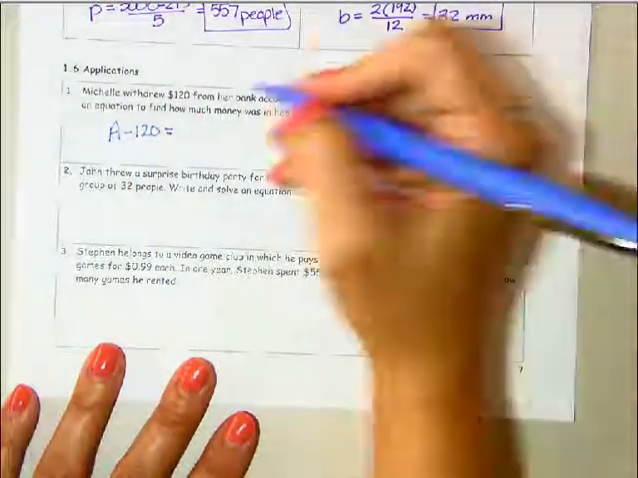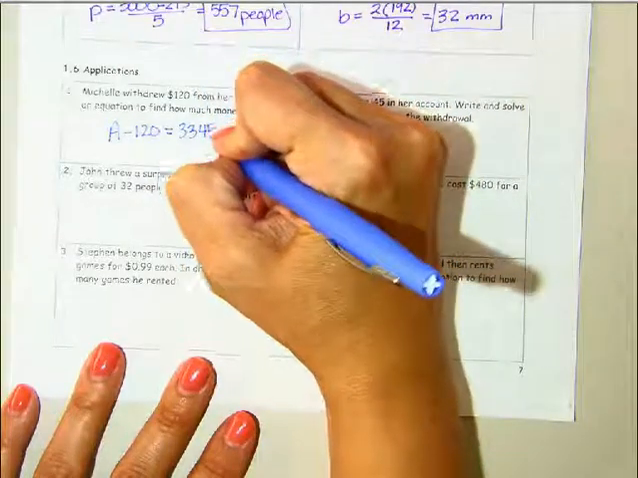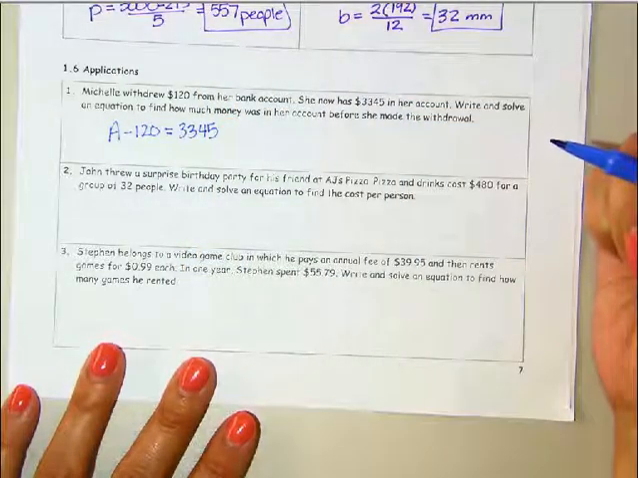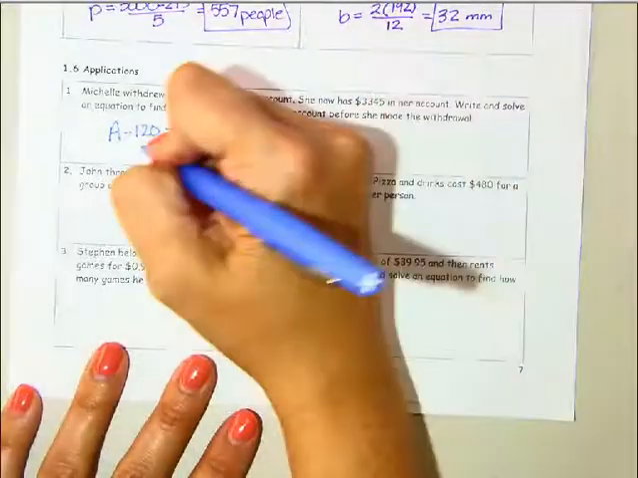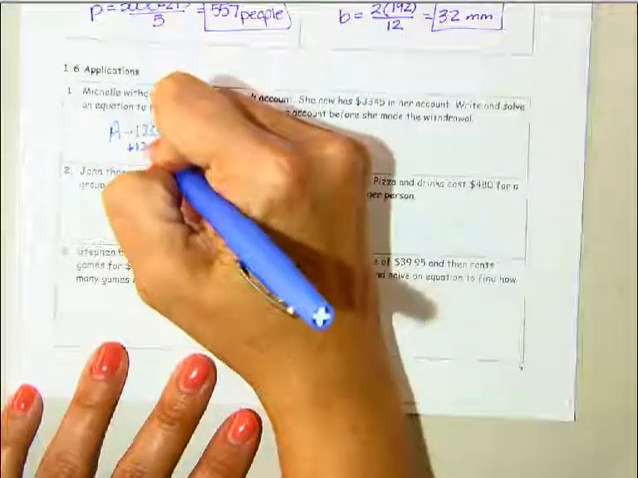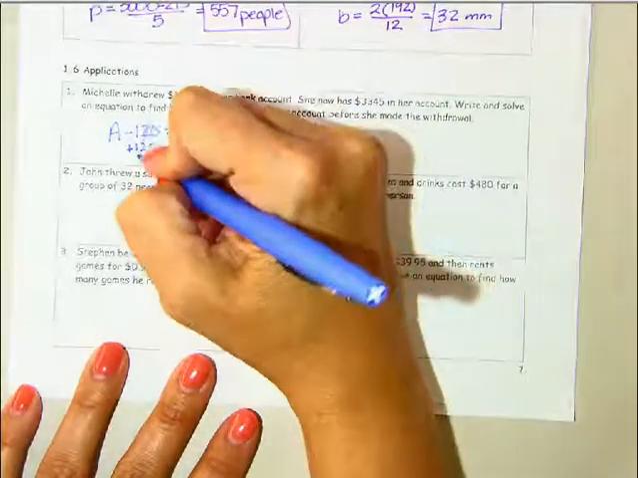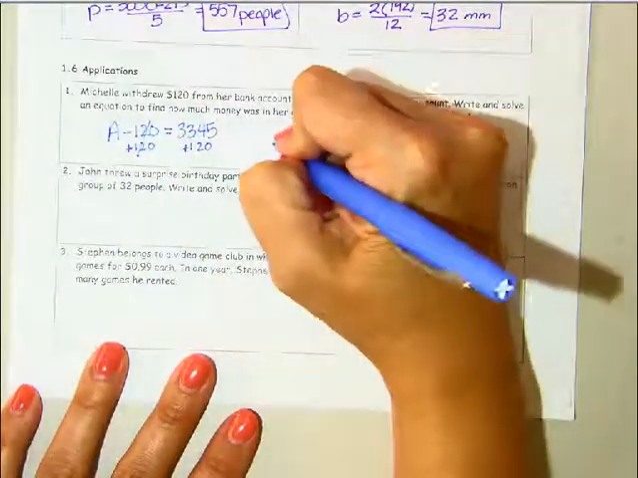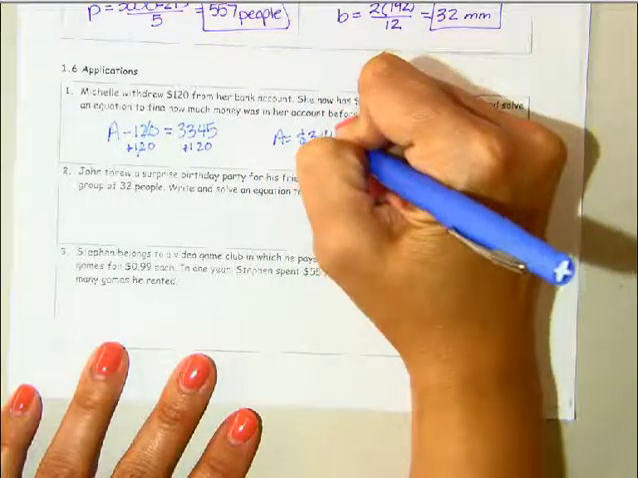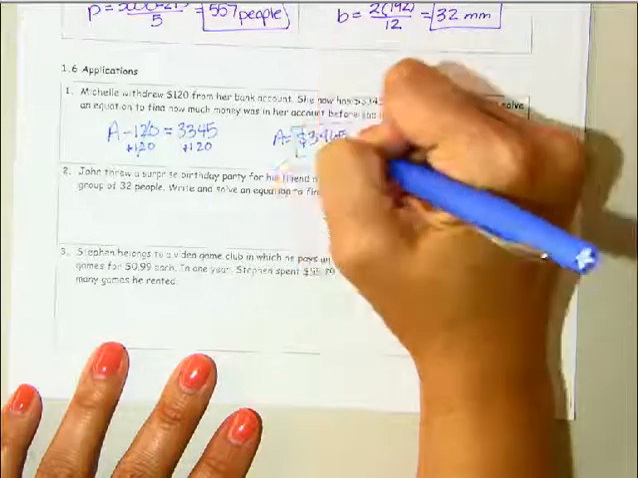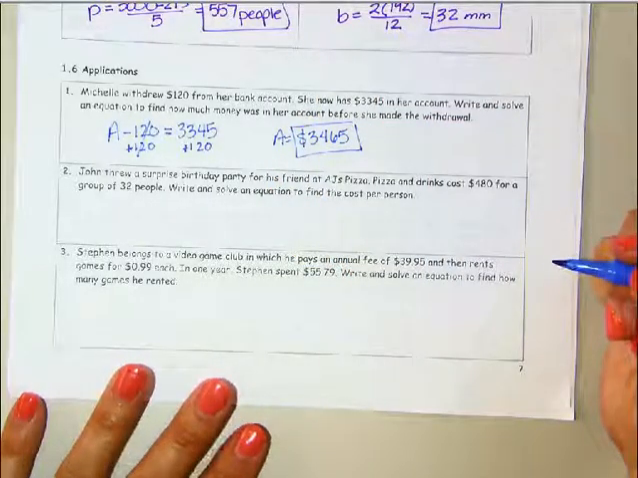And now the balance is $3,345. So there's the equation. Now I need to solve to see how much she had. So I'm going to add the 120 to both sides, and then these 120s cancel. And I have that A equals $3,465. So that was the amount she had before making that withdrawal.